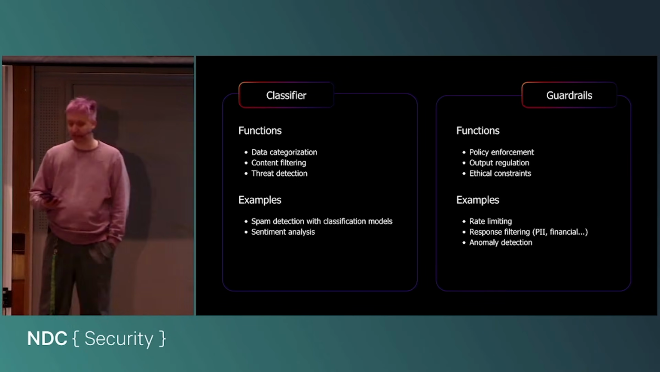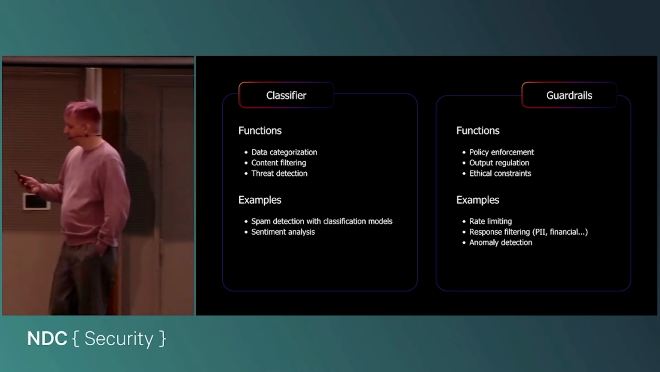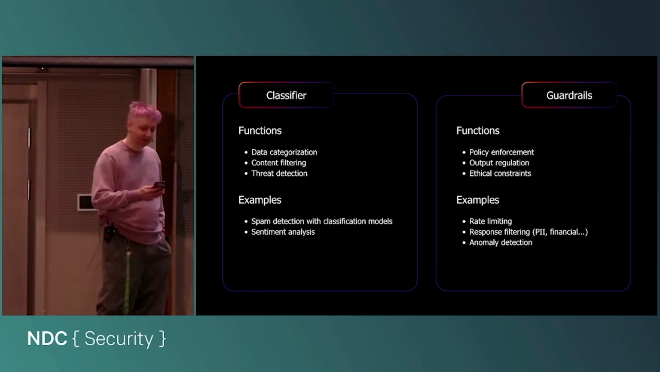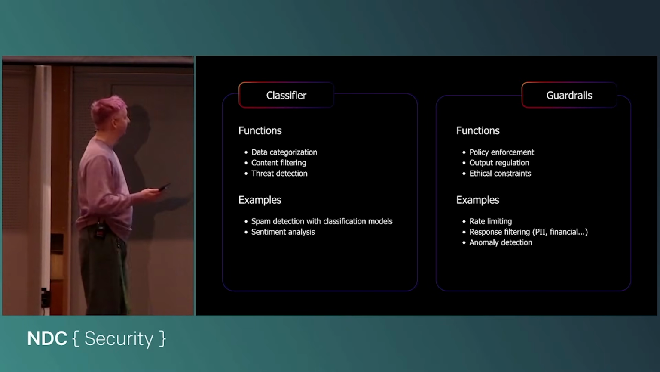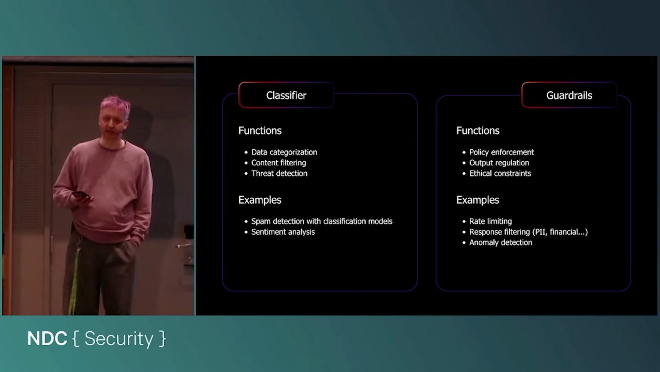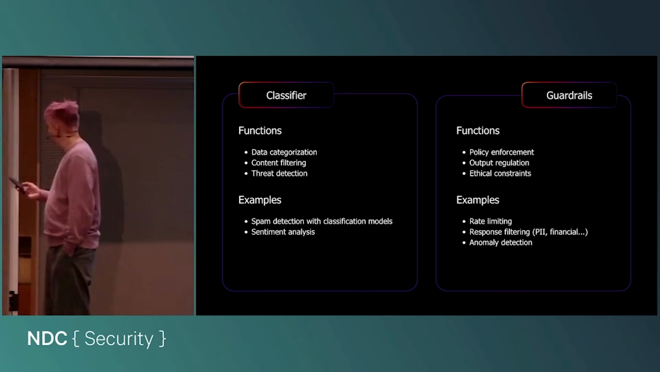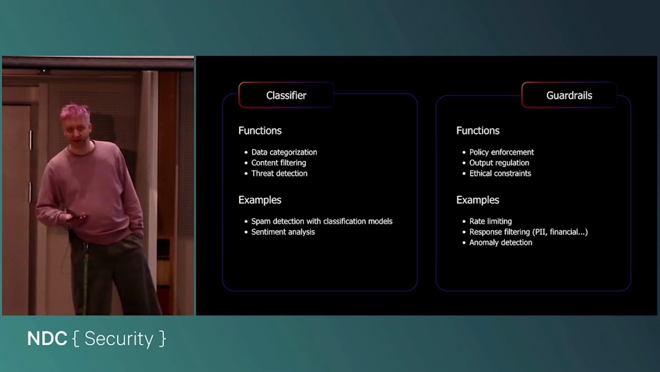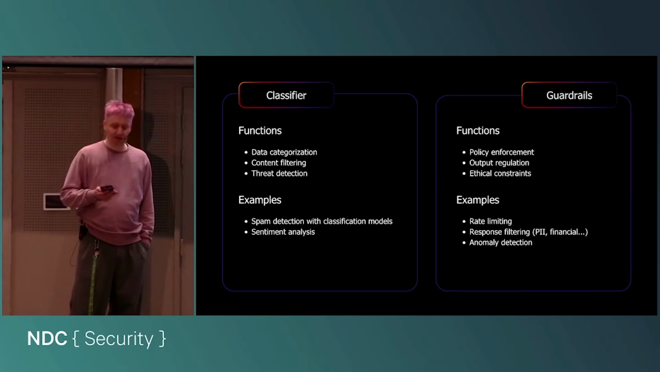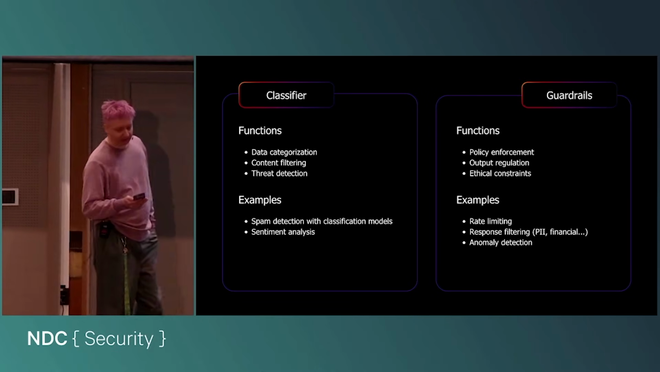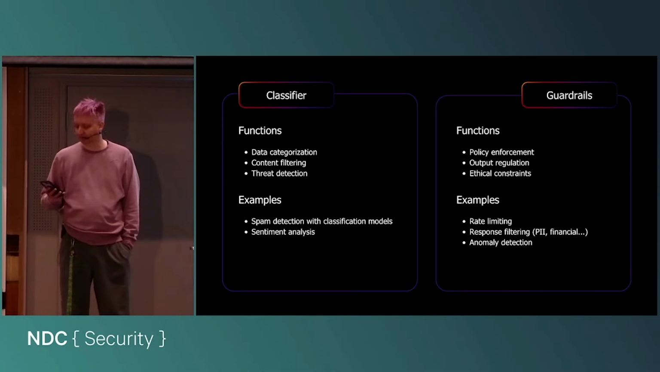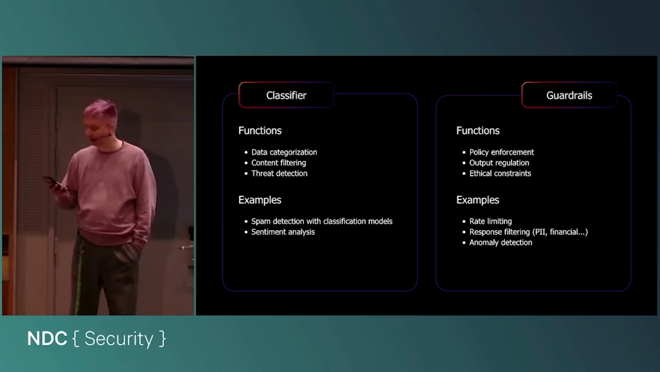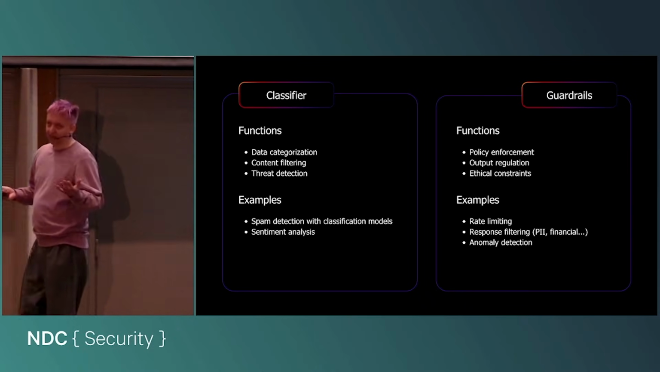That entails data categorization, content filtering based on categories, threat detection like harmful or benign requests. These are more on the input side of our MCP server, and also spam detection, sentiment analysis, and stuff like that. Guardrails are more of a predefined set of rules to ensure that our AI systems operate within what we find as acceptable boundaries.